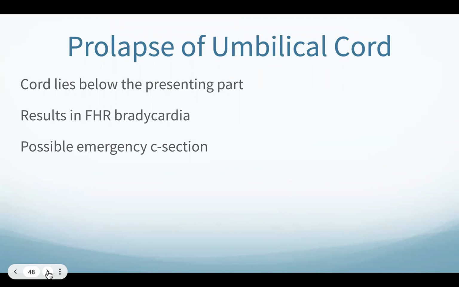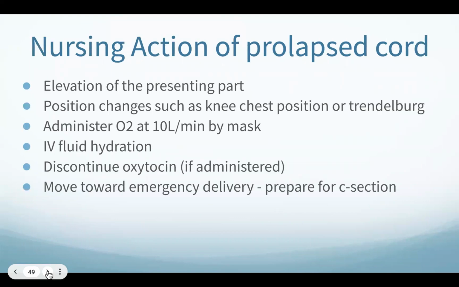Prolapse of the umbilical cord. So the cord is lying below the presenting part. It results in fetal heart rate bradycardia and possible emergency cesarean section. So what you want to do is several things. You want to turn mom. Generally, the knee-chest position is going to take a couple of you to do that. Get a high level of oxygen on mom. You want to do it by face mask, about 10 liters. Fluids, discontinue any oxytocin, plan for an emergency C-section. You can elevate the presenting part.